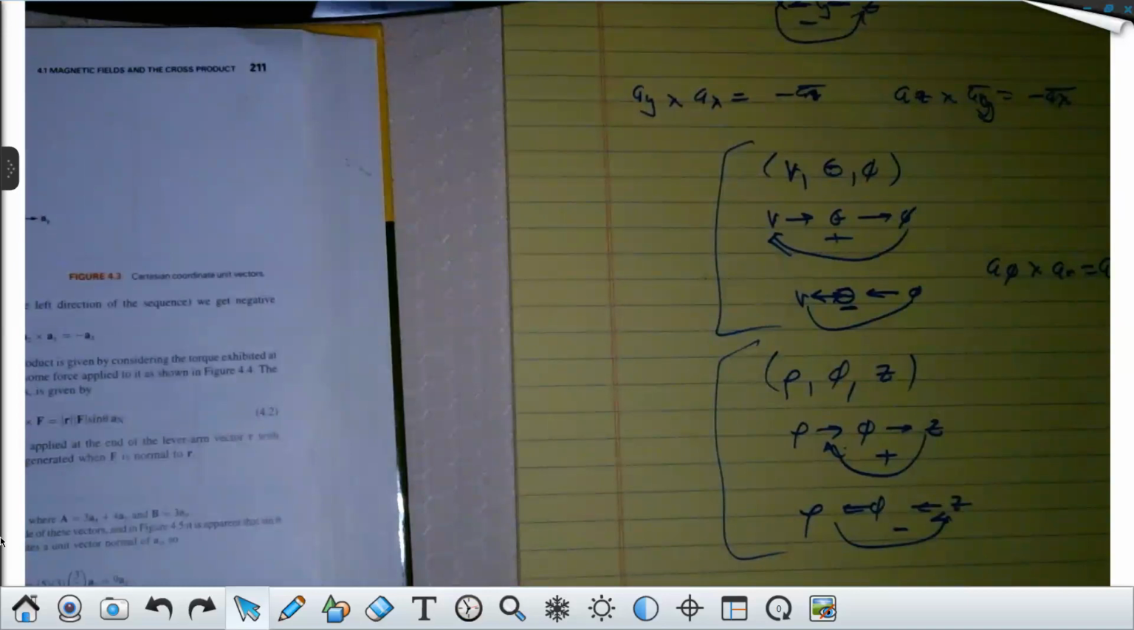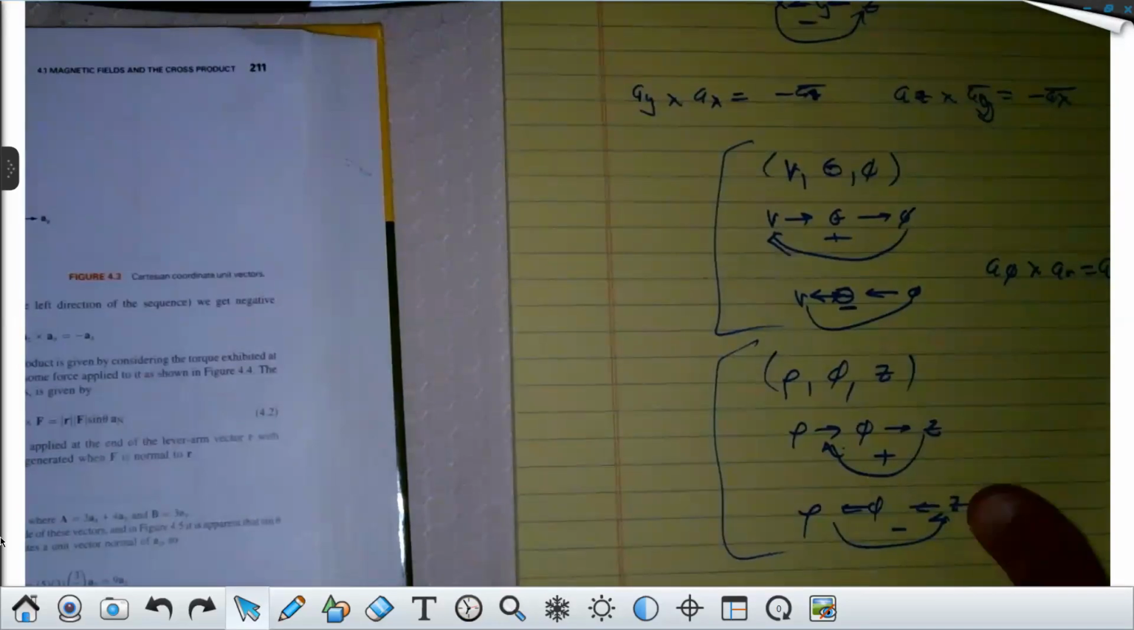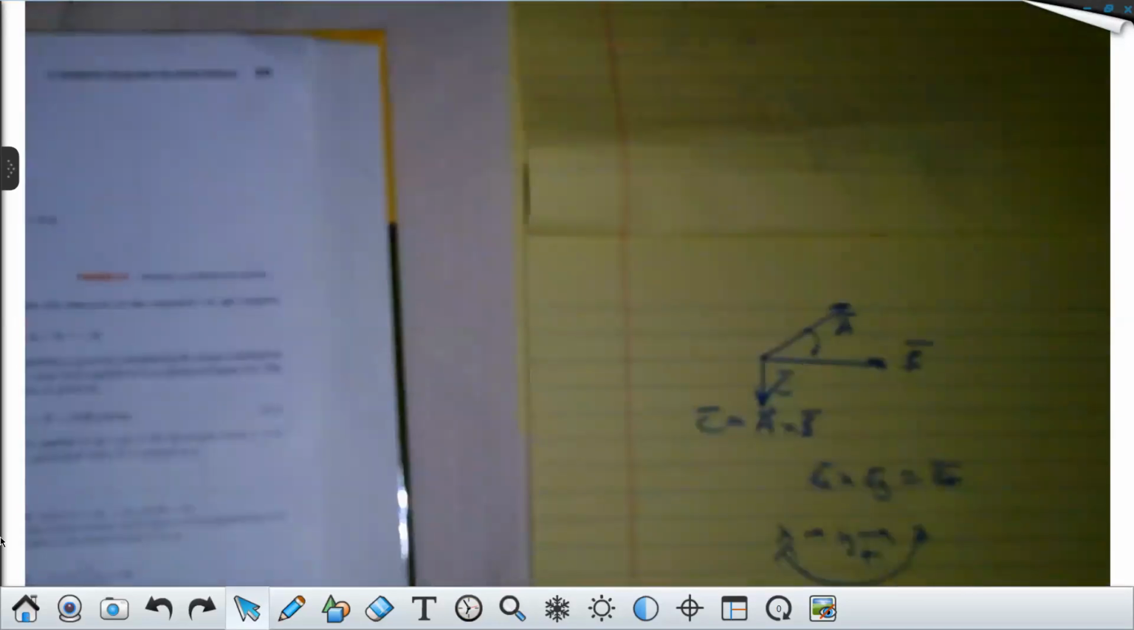All right. Now, if you just Google cross products or crossing vectors, unit vectors, it'll probably come up on Wikipedia and they'll show you everything, even for arbitrary coordinate systems. Now, I flip the page.